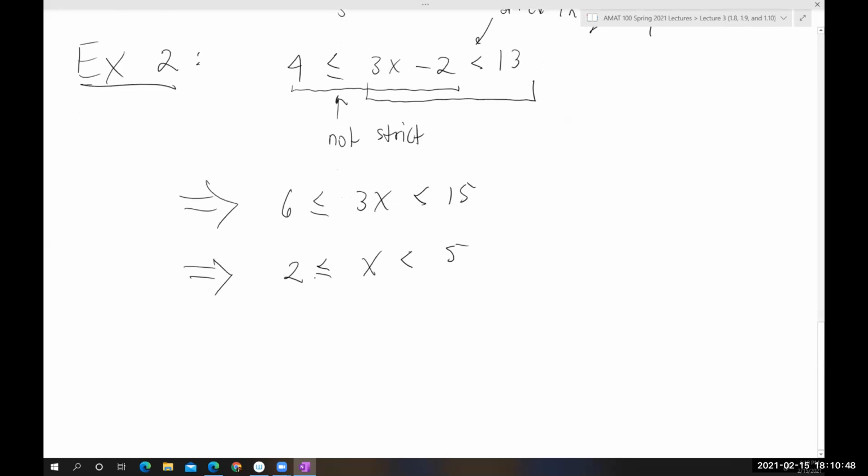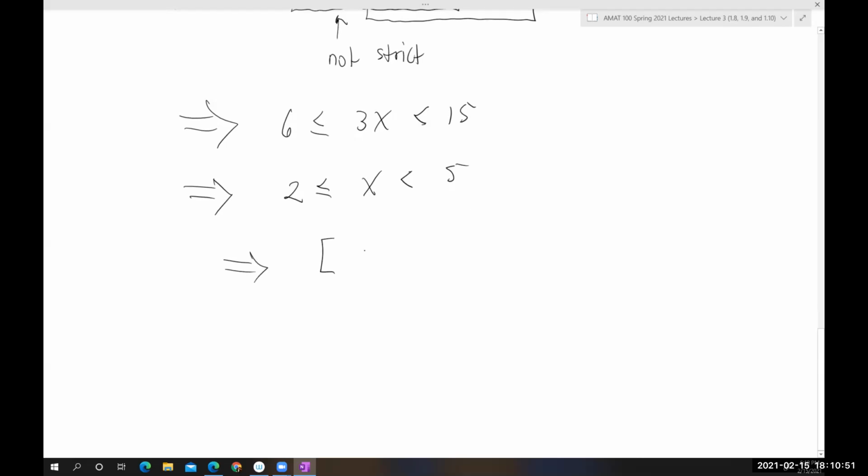And then we can get a solution set from this. The solution set will be 2, including 2, up to 5, but not including 5 because of this strict inequality here. And then we can graph this. This is not too bad. So we'll have maybe 0 here, we'll have 2 here, and then we'll have 5 somewhere around here. We put a solid circle at 2 because we want to include 2, and a hollow circle at 5 because we don't want to include that, and then we scribble in here because we want all these points included.